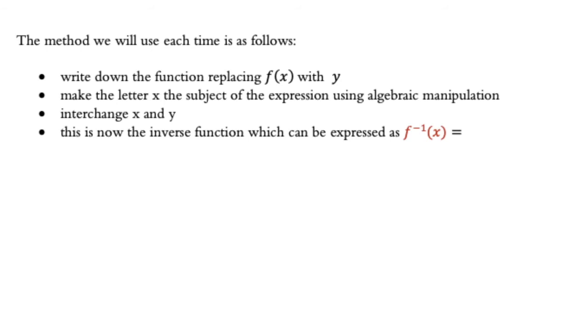So this is the method that we're going to use, and it's important that you make sure you have a note of these steps, and that in the examples today, you think about each step as we go through the process. First step would be that we write the function not with f of x, but with y, so it would be y equals. We then make the letter x the subject of the expression, so we use algebraic manipulation. You'll be familiar with changing the subject of a formula. When we have x as the subject, we have x on the left and a formula on the right. We then switch x and y, so we interchange x and y, and this would actually now be the inverse function. So we can express that as f to the minus 1 of x.